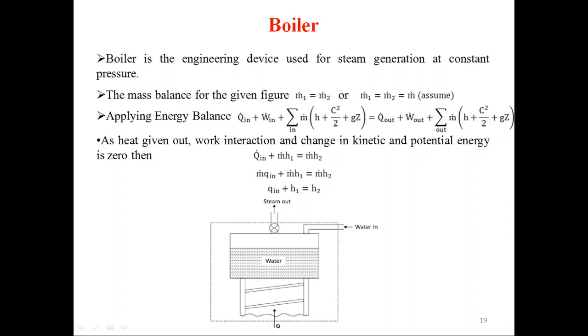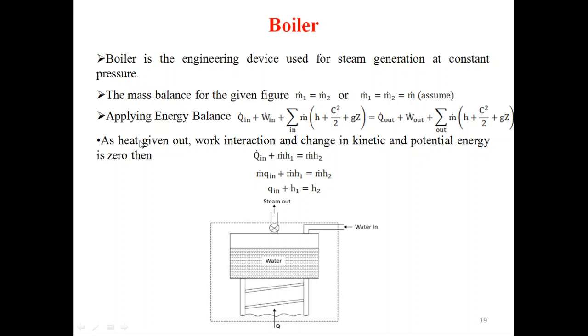Next is the boiler. The boiler is the engineering device used for steam generation at constant pressure. The mass balance for the given figure, as we have only one entry and one exit, so we will have ṁ1 equal to ṁ2, or we can assume these two masses equal to ṁ. Now this is the energy balance equation.